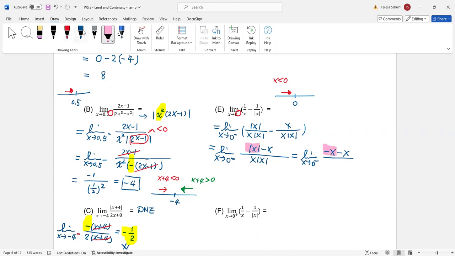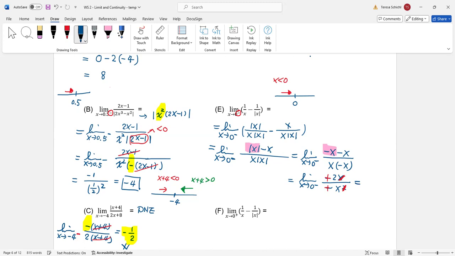Very good. So the top will be the, and then the bottom will be x times negative x. So this will be the limit x approaching 0 from the left-hand side of negative 2x over negative x squared. Now negative, negative becomes positive, right? Then I cancel x, so it's 2x. So this is 2 over x when x approaches 0 from the left-hand side.